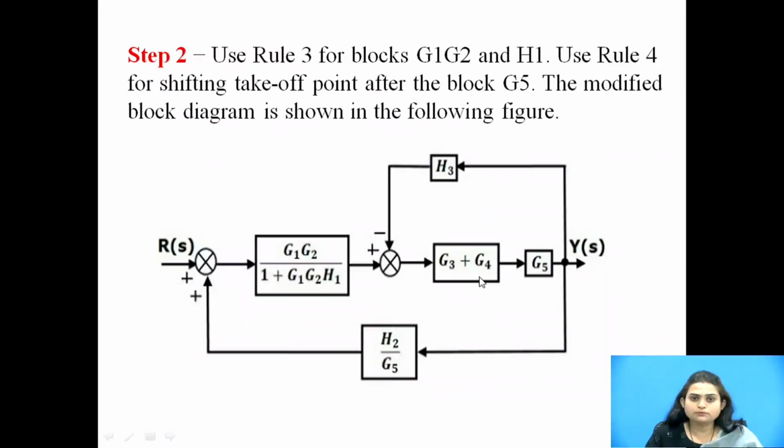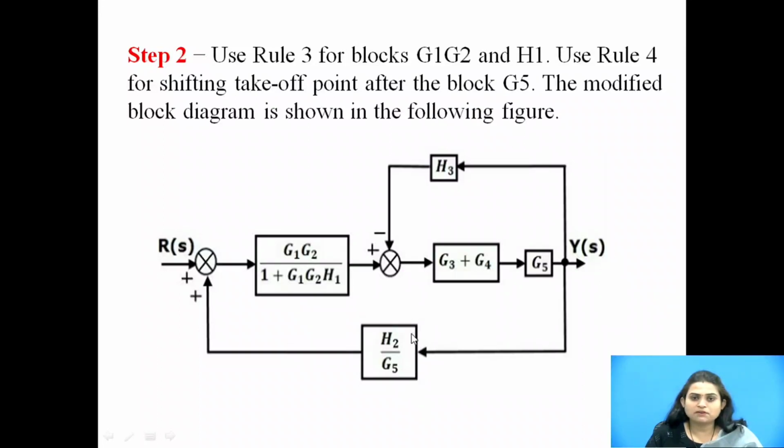So step 2, we have to use here rule 3 for the blocks G1, G2 and H1, and here we will get this block G1, G2 upon 1 plus G1, G2, H1. Similarly, here we have used rule 4 for shifting the takeoff point after the block G5. So here we have added 1 by G5 transfer function, so that gets multiplied with this H2. So we will get this block H2 upon G5.